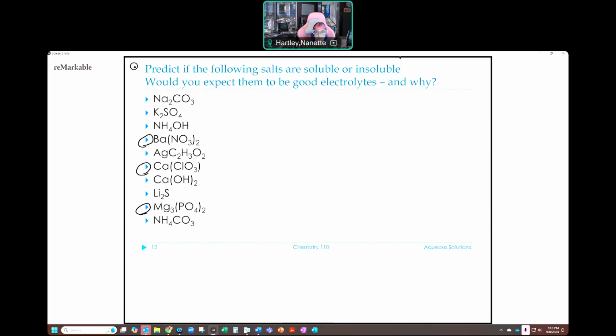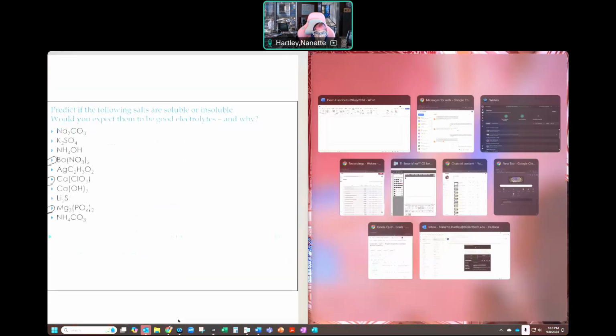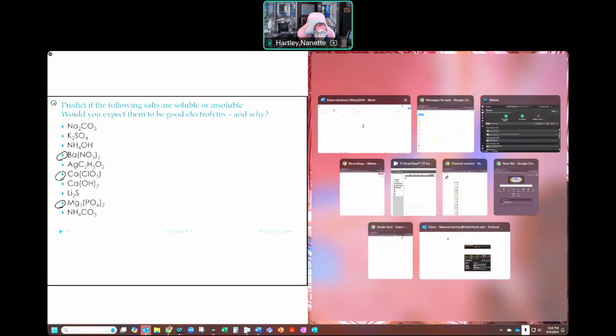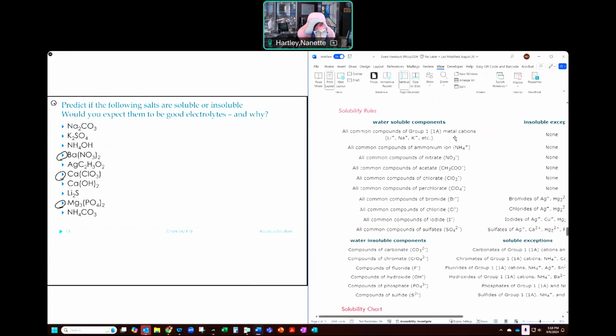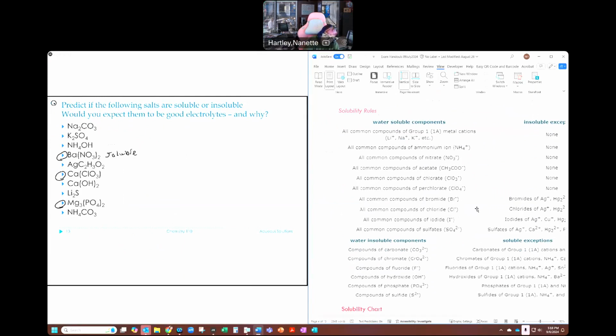I'm going to pull this over here and then I'm going to pull up my handouts. So BaNO3. So I start up here. NO3 is right here. It says all common compounds of nitrate are soluble. So this is soluble. Rule 3.